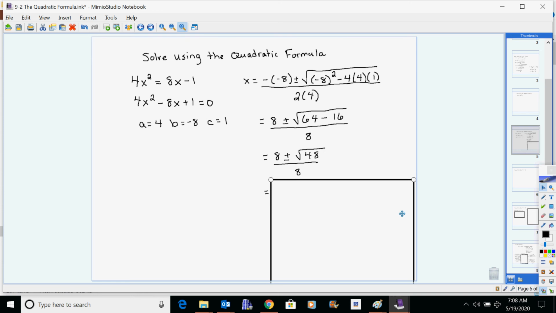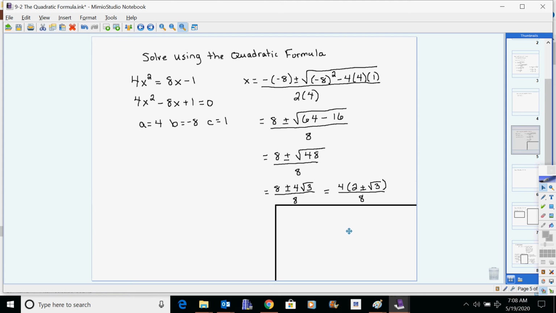We simplify that down. Now, here we have a situation where 48 can be broken down if we're looking for exact numbers. 48 can be broken down into 4 square root of 3, because 48 would be broken down into 2 times 2 times 2 times 2 times 3. So 2 2's would pop out, and we end up with our 4 square root 3.